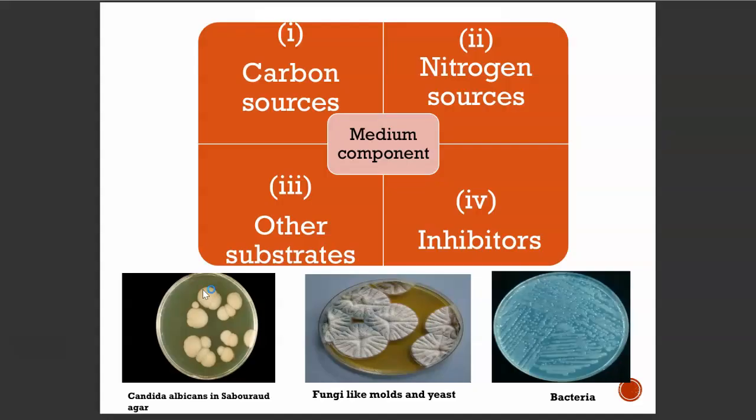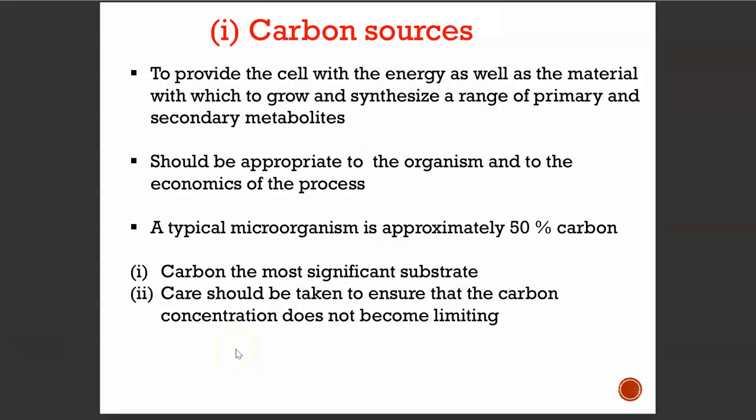Now, usually the medium or the media components have four elements. The first one is the carbon sources, second one nitrogen sources, third one other substrates, and the fourth one is inhibitors. If we look at the plate that they grow on, bacteria will look like this, fungi like mold and yeast, and we have this Candida albicans in Cerebrate agar.